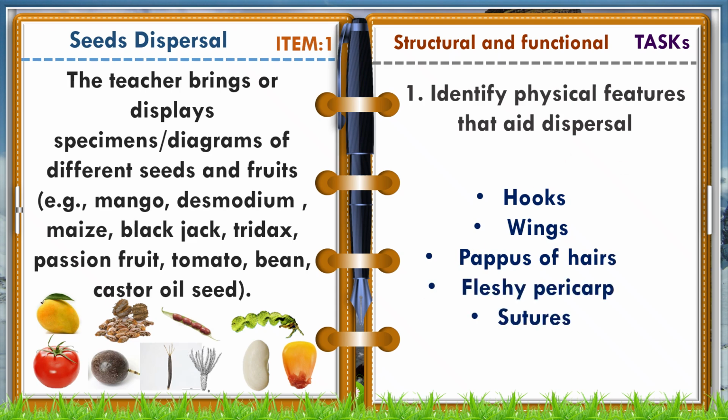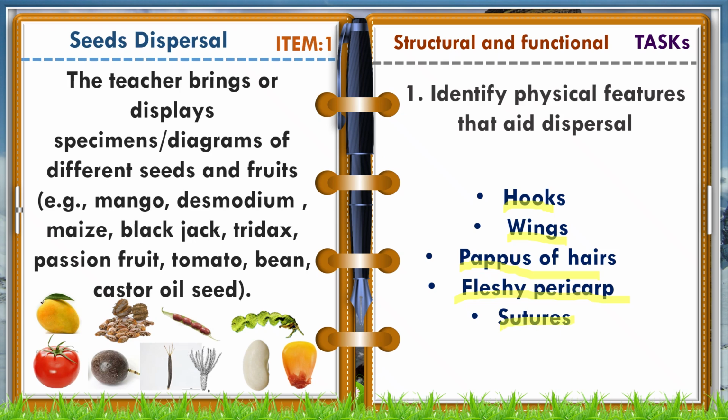We have hooks, wings, purpose of hair, fresh pericarp, and sutures.